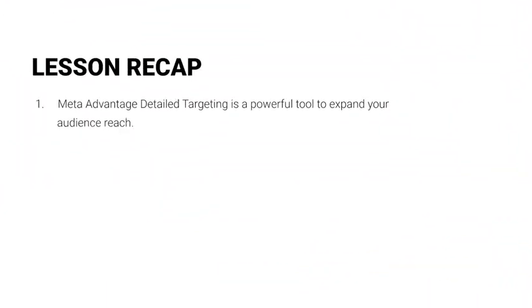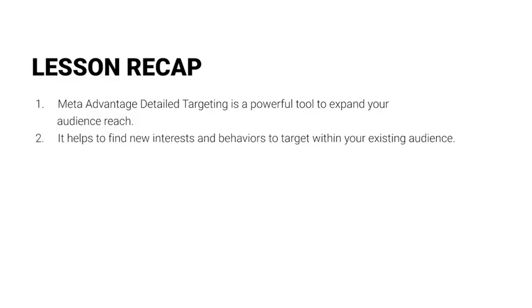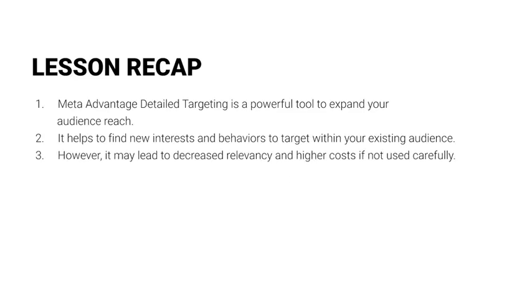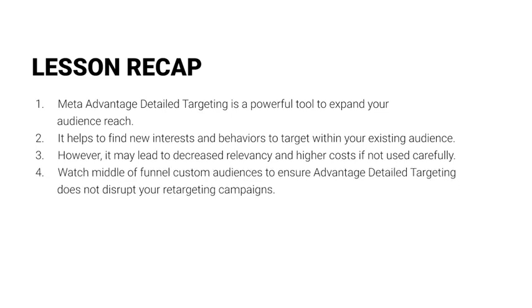So recap, Meta Advantage Detailed Targeting is a powerful tool to expand your audience reach without you having to do much work. It helps find new interests and behaviors to target within your existing audience. However, it may lead to decreased relevancy and higher costs if not used carefully, right? If it just runs wild. Watch middle of funnel custom audiences to ensure Advantage Detailed Targeting does not disrupt your retargeting campaigns.